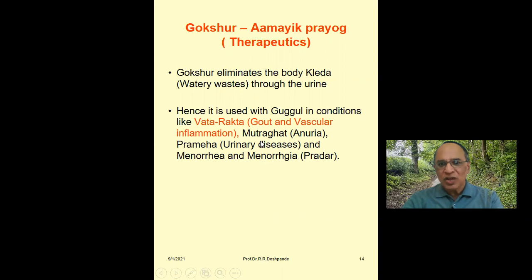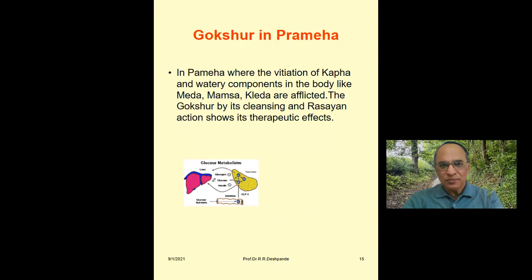Gokshur is used in Mutra Ghata, that is anuria. It is used in Prameha, that is urinary problems, and in Pradara, menorrhea and menorrhagia, white discharge and also red discharge, excessive red menstrual bleeding. Then you can definitely use Gokshur.